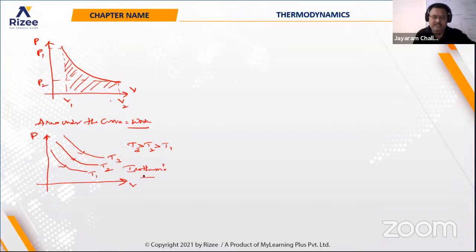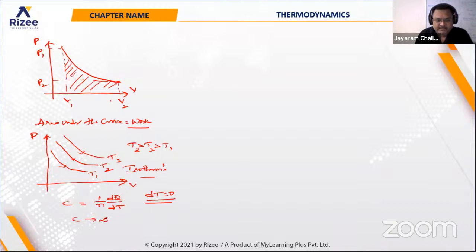Since under the isothermal process the temperature is constant, what can be the specific heat in this particular case? Delta T is equal to 0, and specific heat C is equal to 1 by n into dQ by dT. Since dT is equal to 0, the specific heat under the isothermal process is going to be infinity. This is one of the important things.